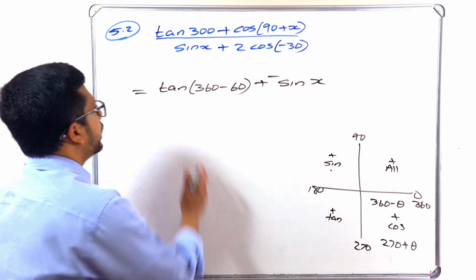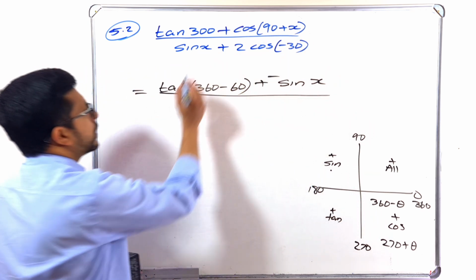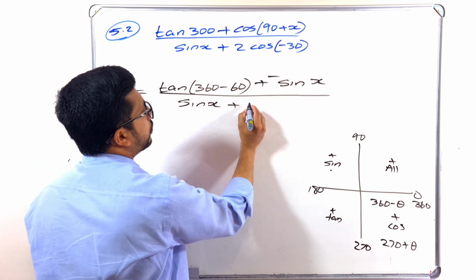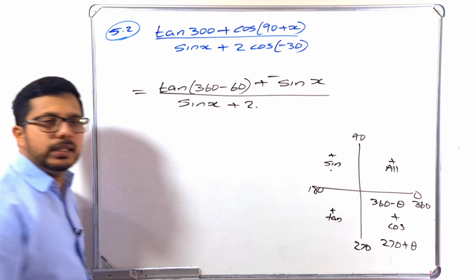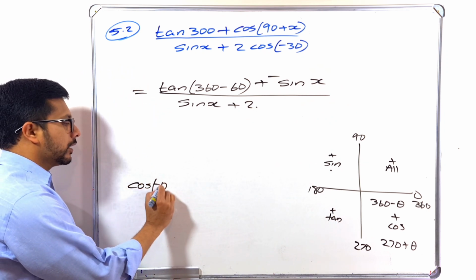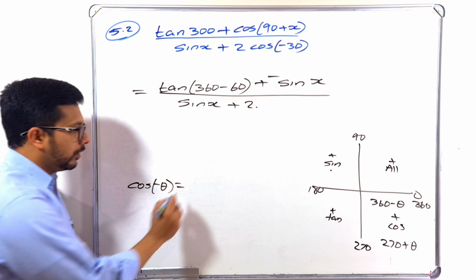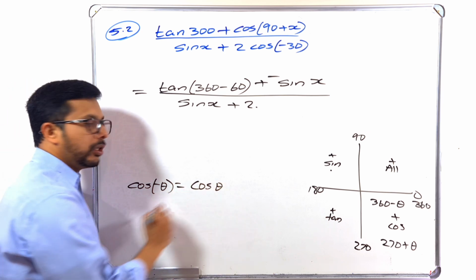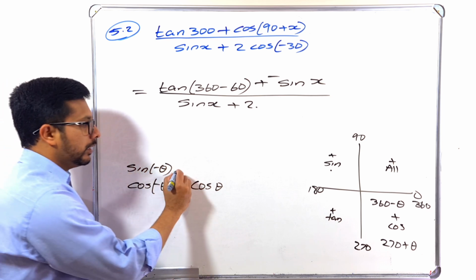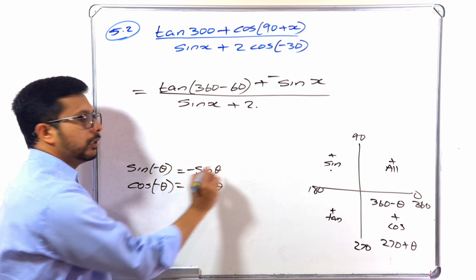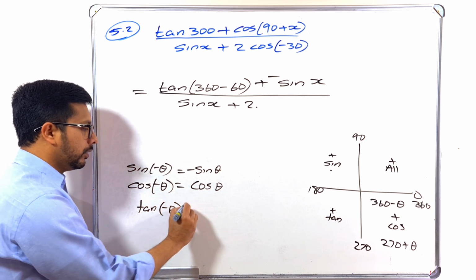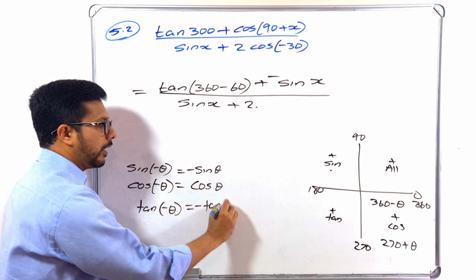Okay, then divided by sin x, then plus 2 into cos of minus 30. What is that one? Cos of minus theta. What is the answer? That is positive cos theta. You have to remember that. What about sine of minus theta? That is minus sine theta. Am I right? Tan of minus theta, that is minus tan theta.